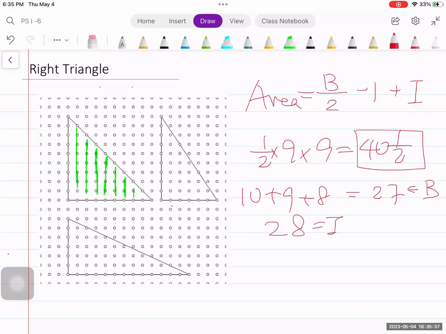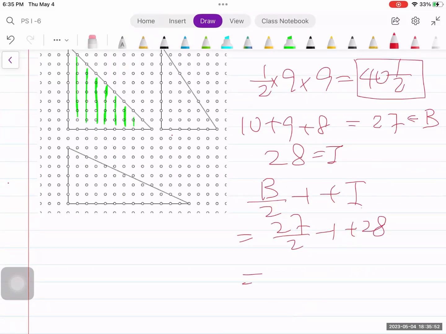Now we plug in that formula. B over 2 minus 1 plus I is 27 over 2 minus 1 plus 28, right? And that's 13 and a half, 12.5. 12.5 plus 28 is 40.5. So that works, right? Yeah, but maybe not for the next two because some dots aren't aligned with those.